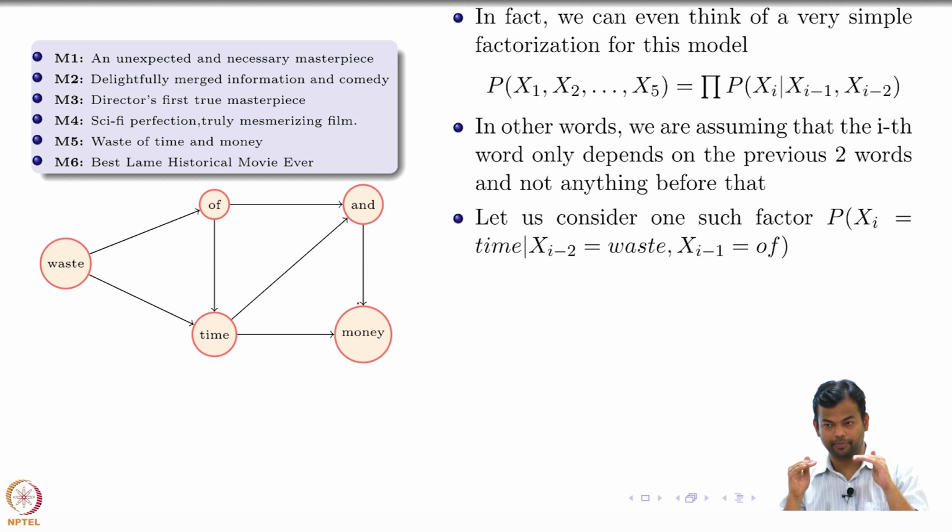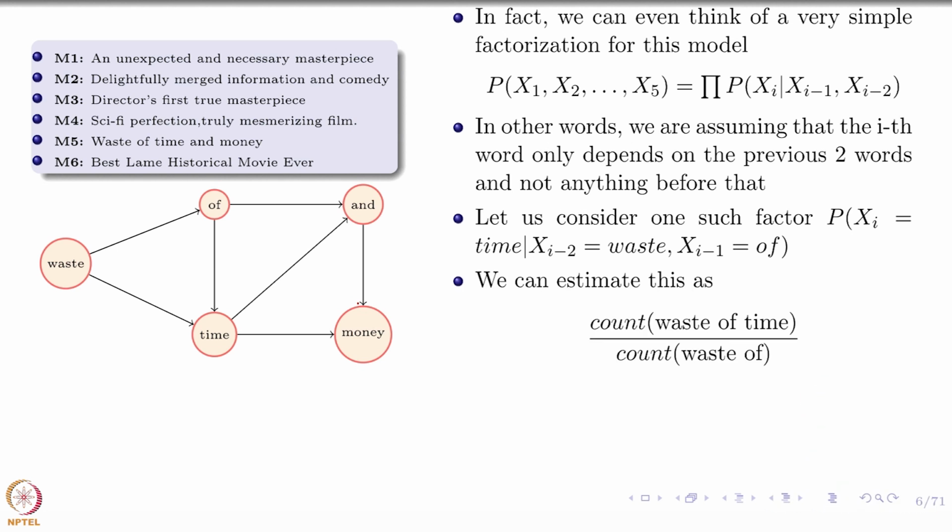It is going to be a fraction of two counts. I mean, it's going to be one count divided by another count. What are those two counts? The numerator is the count of "waste of money", and the denominator is the count of "waste of". So this is how you'll estimate it.